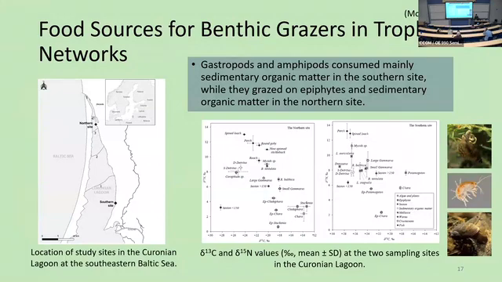The other work that has been done in our benthic group was when they wanted to see what kind of diet gastropods and amphipods have. So these are gastropods, for example. These are amphipods in different Curonian lagoon places. So we have two sides, the southern side and the northern side. The northern side typically has a bit larger salinity and not as much eutrophication. The result was that gastropods and amphipods consume mainly sedimentary organic matter on the southern side, and on the northern side they were also grazing on epiphytes.